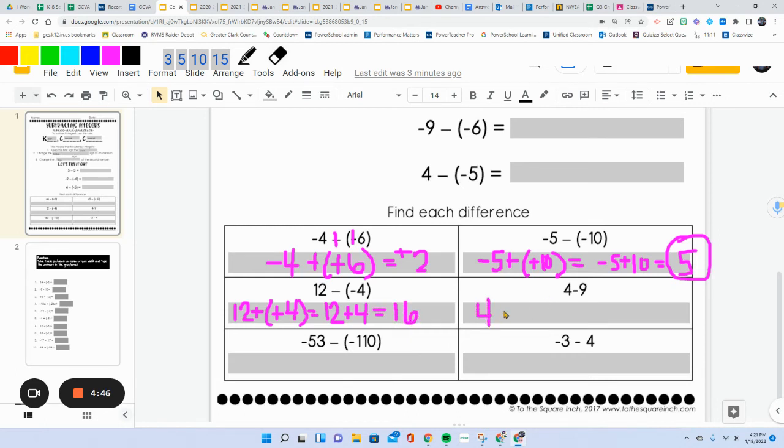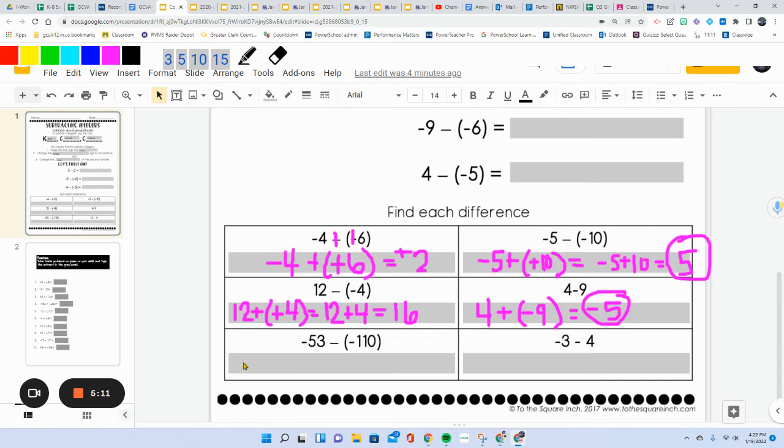Keep the negative 9, change the minus to a plus, and then change the sign. Well, they are different, so I'm going to find the difference. 9 minus 4 is 5. Then which one is further from 0? The negative 9 is further from 0, so this answer is negative 5.